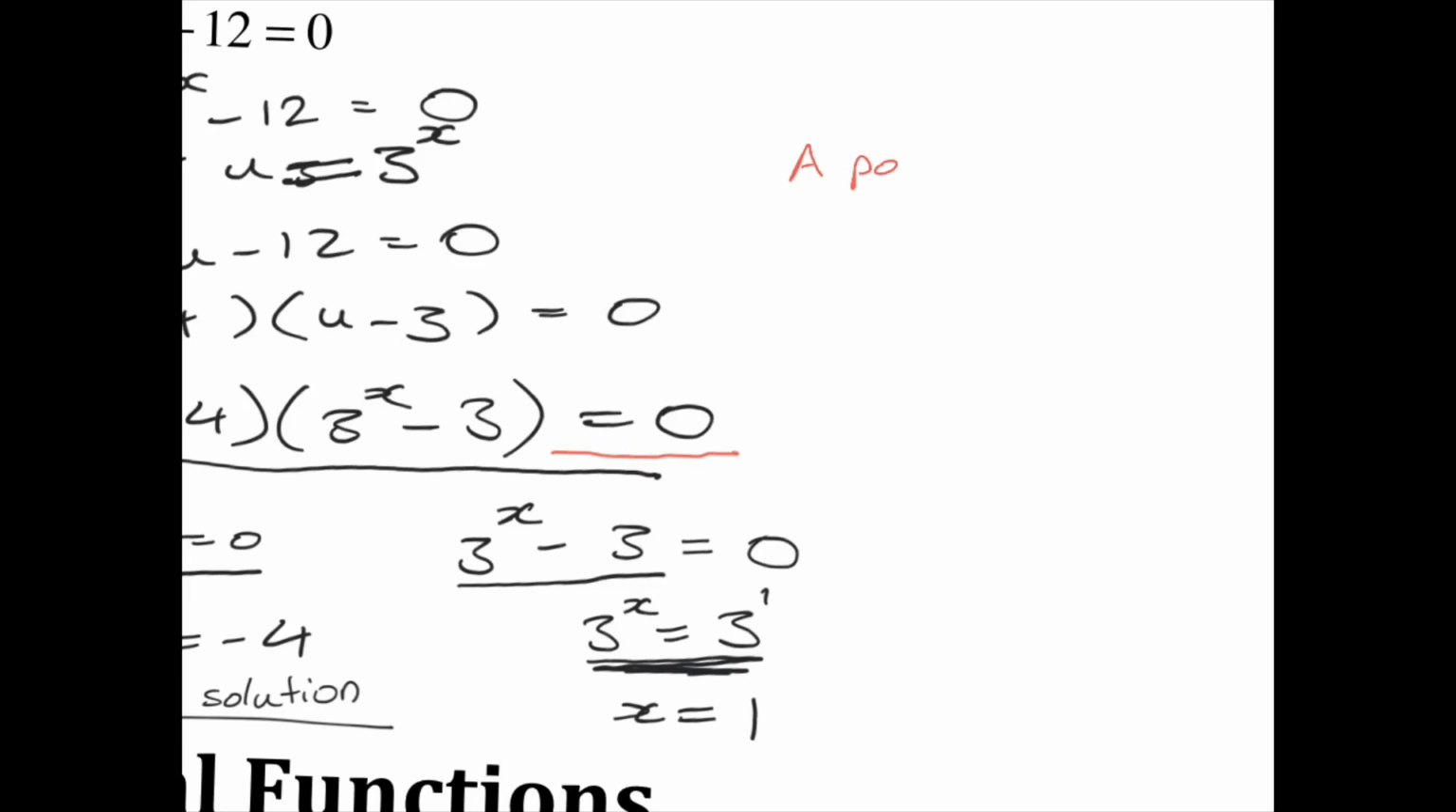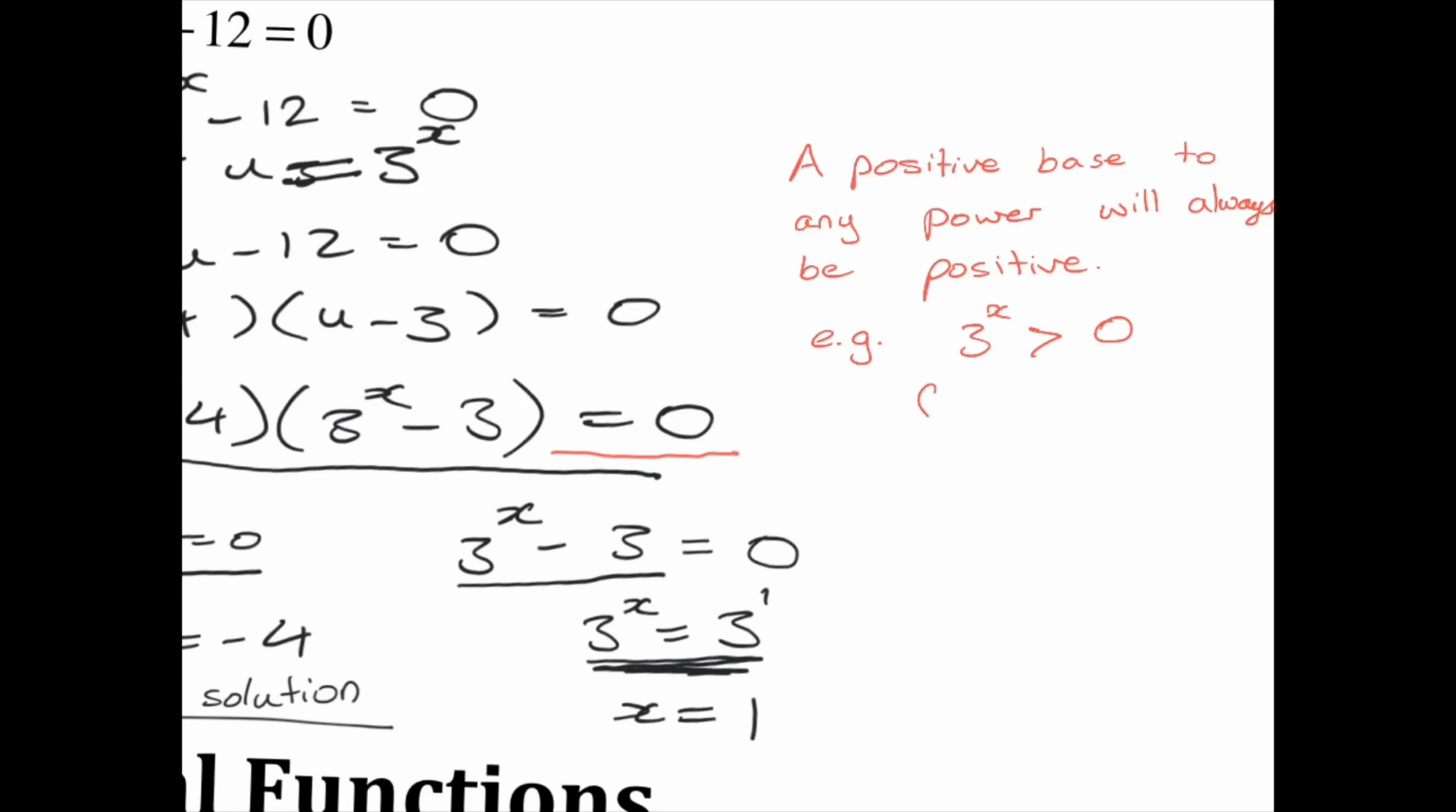A positive base to any power will always be positive. E.g., so like that 3 to the x will always be bigger than 0 for all x.